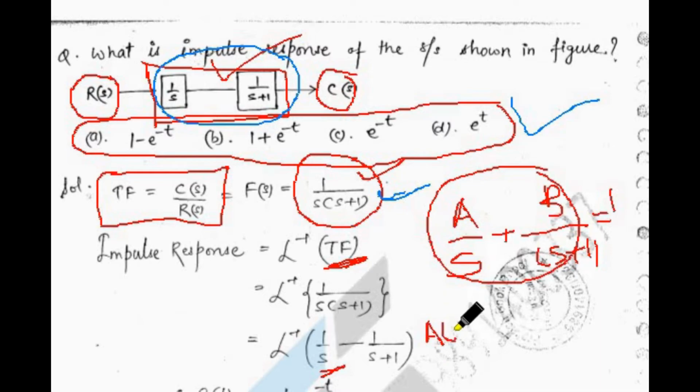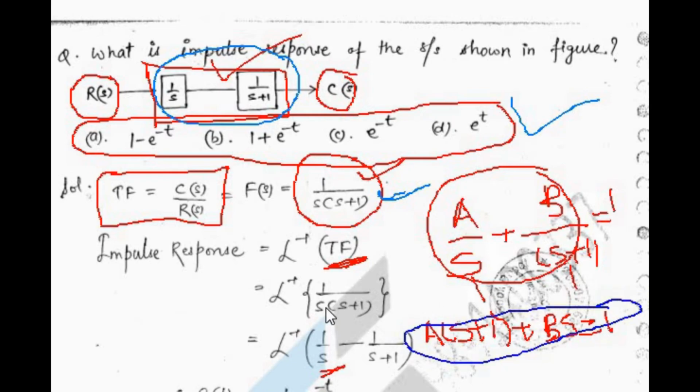S plus 1 plus b into s is equal to 1, and you are putting s is equal to 0, you are putting s minus 1 in this equation, right? In this equation, okay. So finally you came to know that a is equal to 1 and b is equal to 1, and in this equation b is equal to minus 1. So in this equation you are going to replace that one, okay, right?